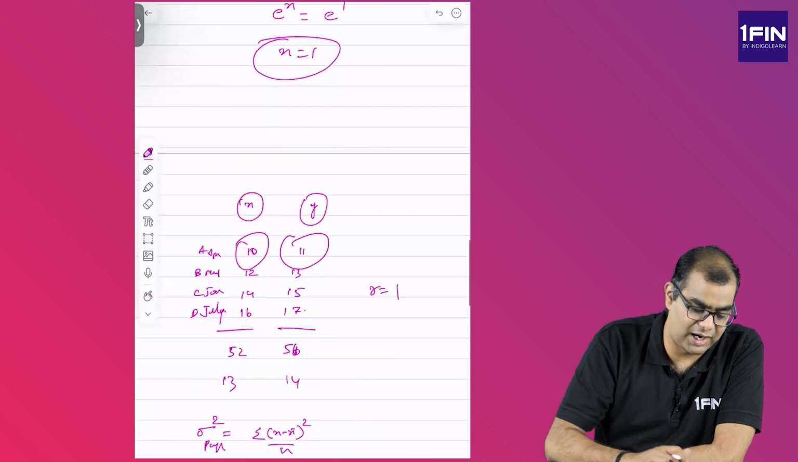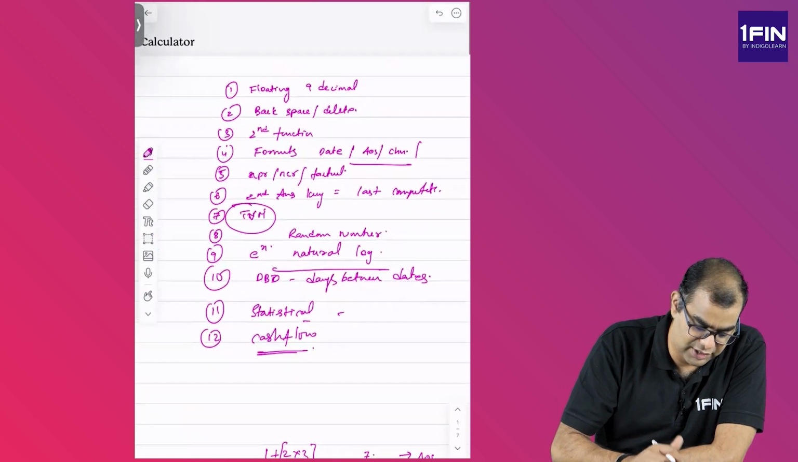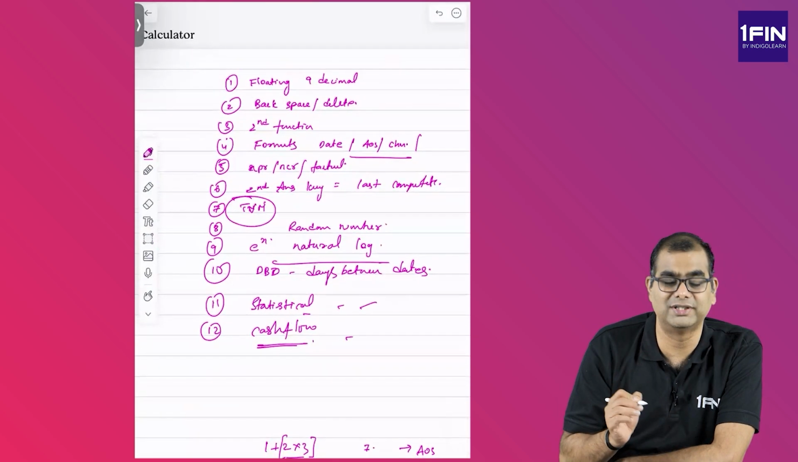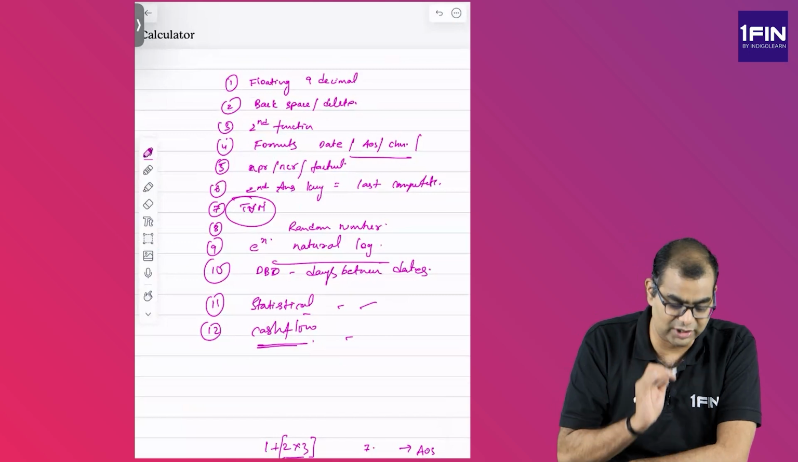Next, what are we going to do? After finishing the statistical function, we are now going to the cash flow. This is also very, very important. Let us go to the cash flow function.